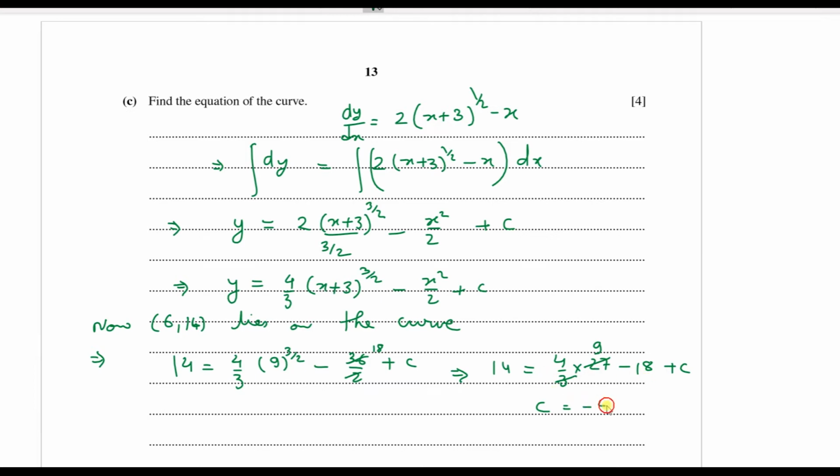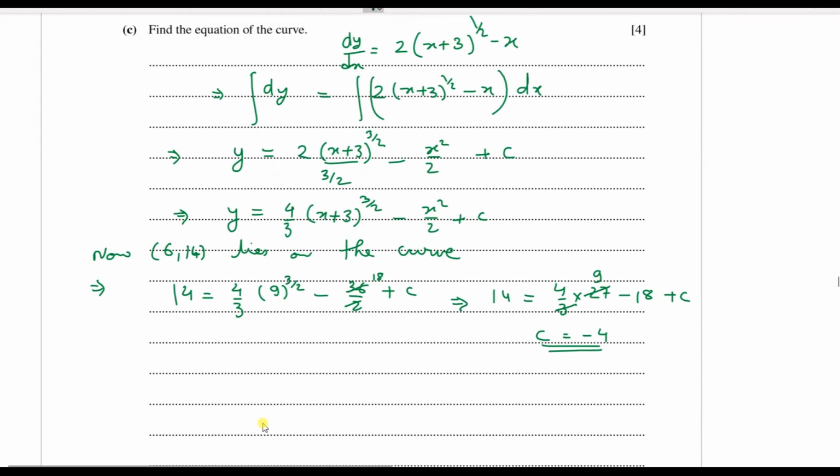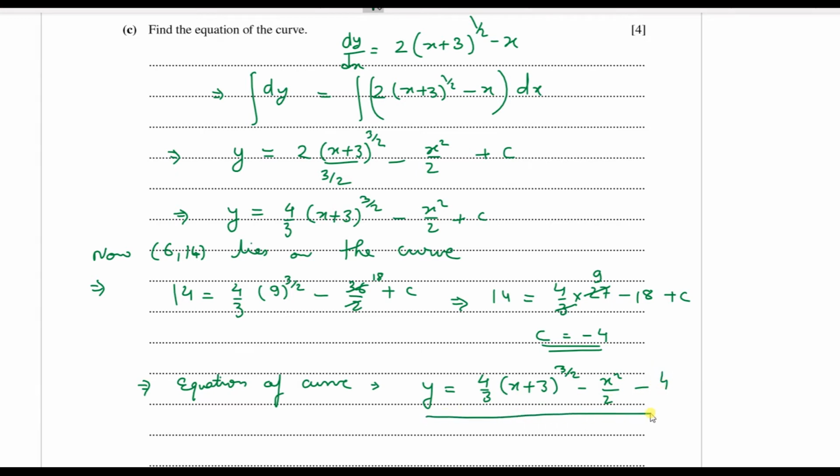So c is equal to minus 4, hence the equation of the curve is going to be y is equal to 4 over 3 times (x + 3) raised to the power 3 by 2, minus x squared by 2, minus 4. We can write till here also, or we can simplify it, but I'll leave it here. I hope that is clear.